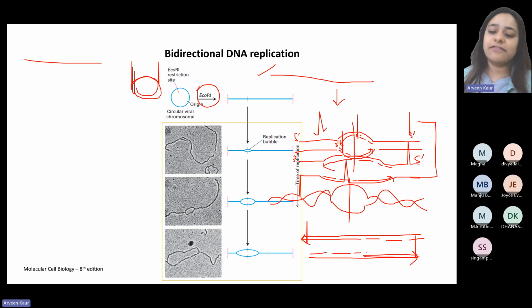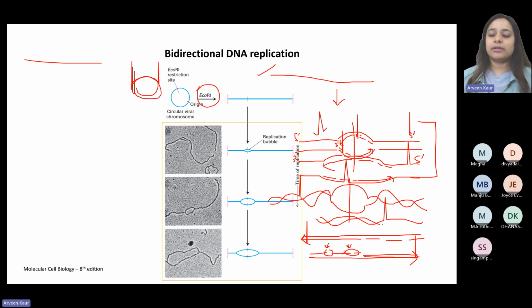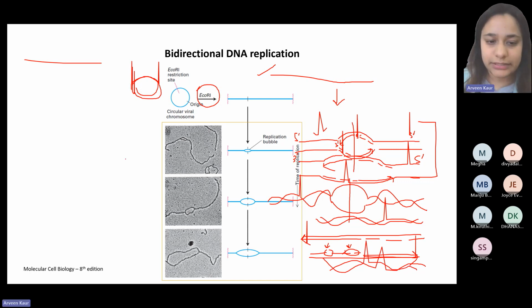And now DNA1 will come and fill in these gaps that are present, and then ligase will come that will completely seal the gaps that were present, and now there will be two DNA that will be formed. One will be this top DNA and the other will be this bottom DNA. So I hope that is clear.